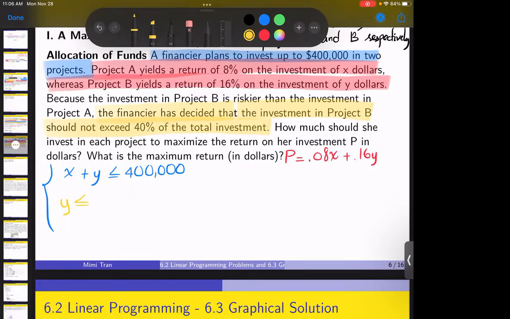$400,000 or up to $400,000? Up to, right? So how do I write up to? I cannot write 400,000, right? Well, 40%. Let's write out 40% first, 0.4, and then multiply. Maybe I'll do this up to 400,000.